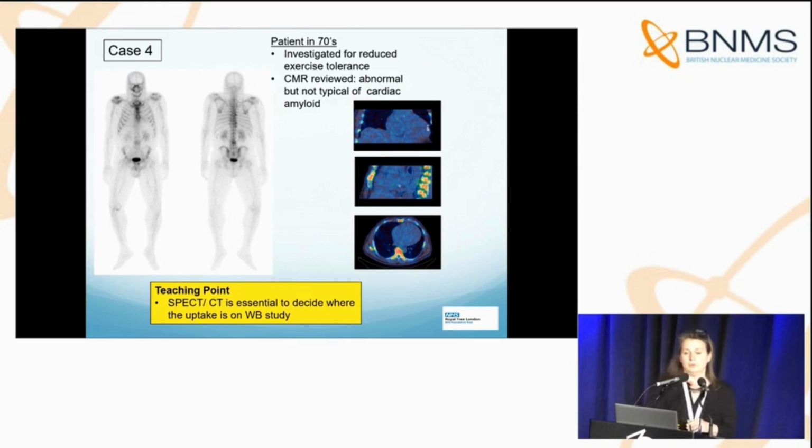Okay, case 4, you can rest your arms for this one. It's a patient in their 70s, again with reduced exercise tolerance and abnormal CMR, and you can see this is probably the more typical blood pool uptake, just sort of pixelated, nothing really. You want to play around with the grayscale and look at the different projections to decide that it really is blood pool uptake.